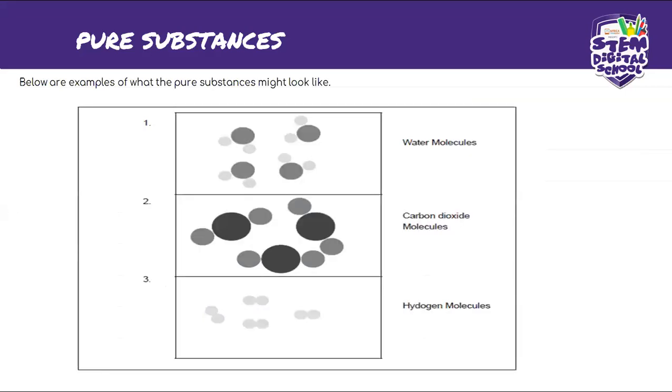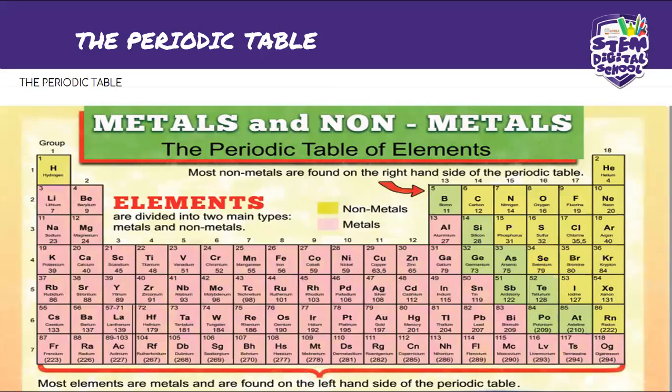All right. Below we can see pure water molecules, carbon dioxide molecules, and then hydrogen molecules. We don't see anything else there among them. So that's why they are just what? Pure. Now we have the periodic table here, and the periodic table simply talks about what? The elements. So just for our reference.